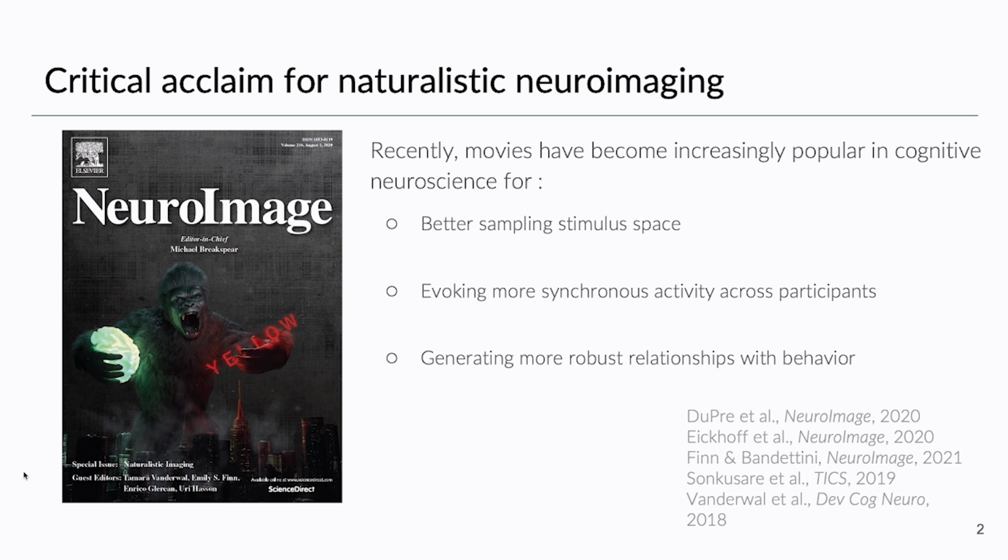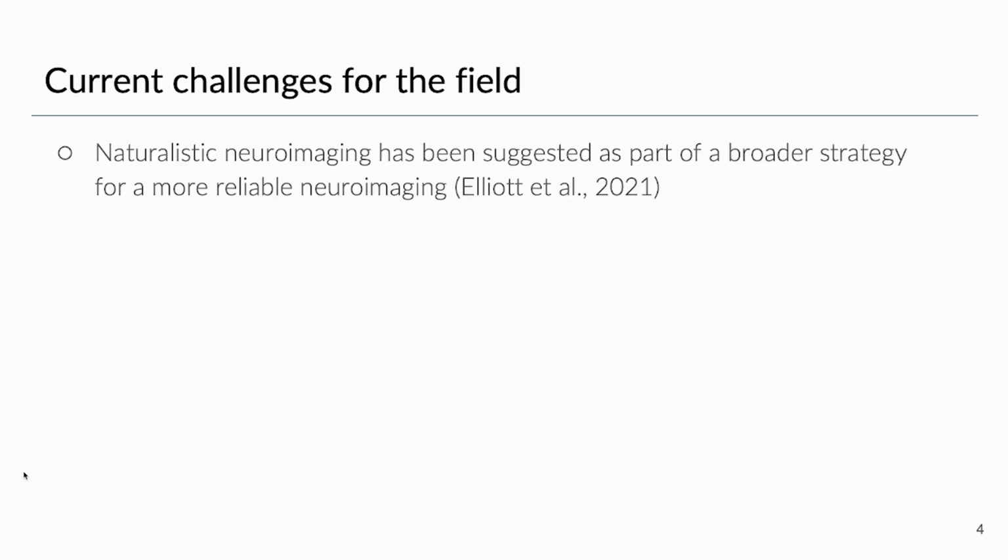But I want to point out that one of the things that's driven so much of the success of this stimulus class has been the really intense computational work that's accompanied it. So each of these different effects of naturalistic stimuli have really been advanced through different computational methods. For example, better sampling of stimulus space has been really strongly explored with encoding models. Generating more robust relationships with behavior has been really strongly advanced by new predictive modeling methods. And I don't think this is an accident.